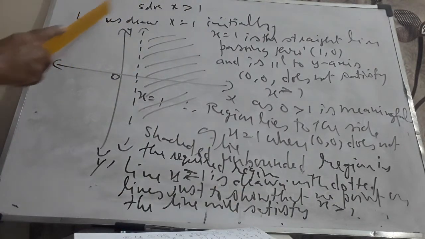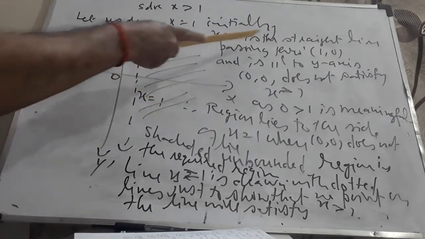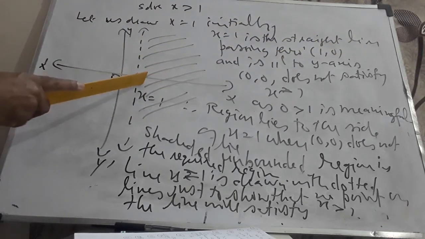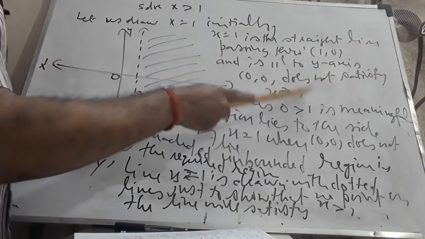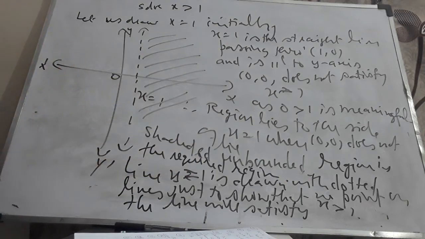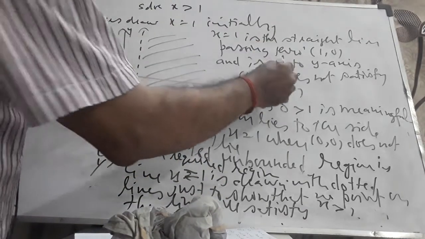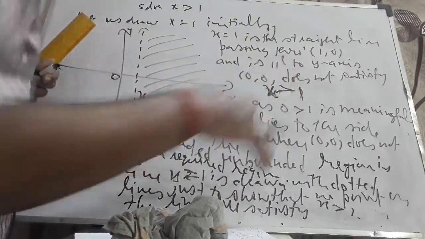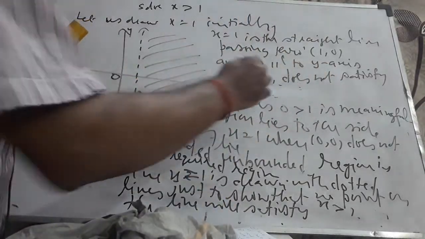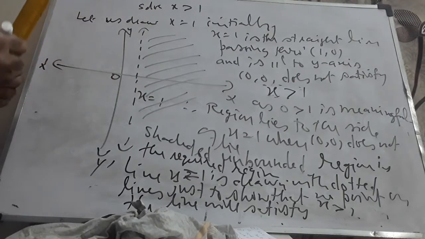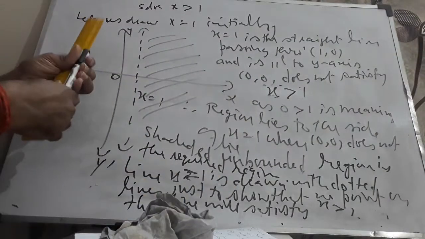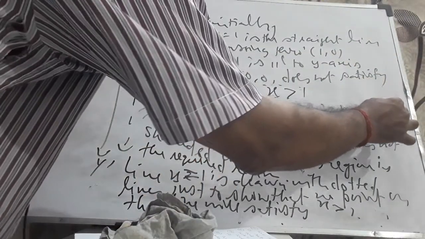I repeat, let us draw x equal to 1 initially. x equal to 1 is a straight line passing through (1, 0) and parallel to the y-axis. (0, 0) does not satisfy x greater than 1, as 0 greater than 1 is meaningless. Sorry, I wrote it is not meaningful. I'm extremely sorry.